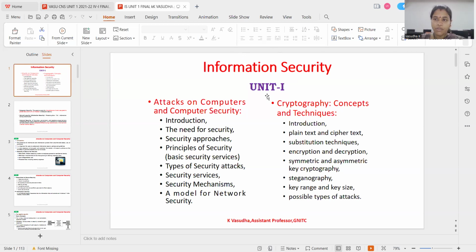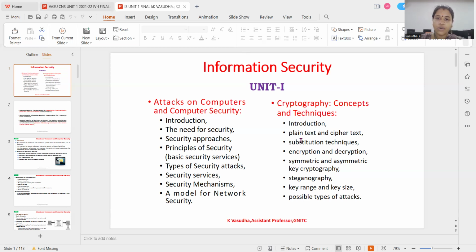So the first unit of information security consists of the following parts. Here the first unit consists of the introduction: what is security and what is the need for security, principles of security, types of security attacks, security services, mechanisms, and the model for network security.